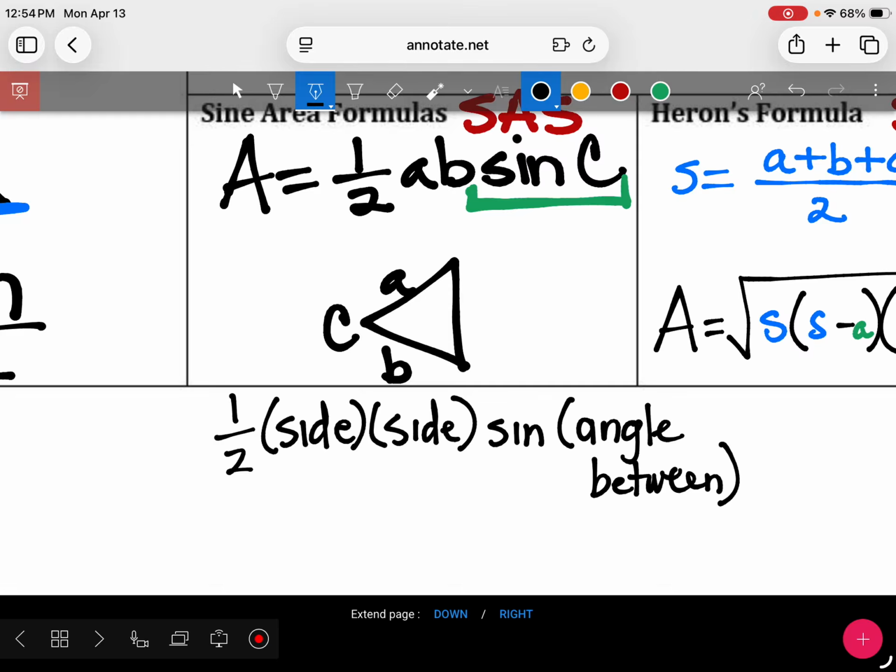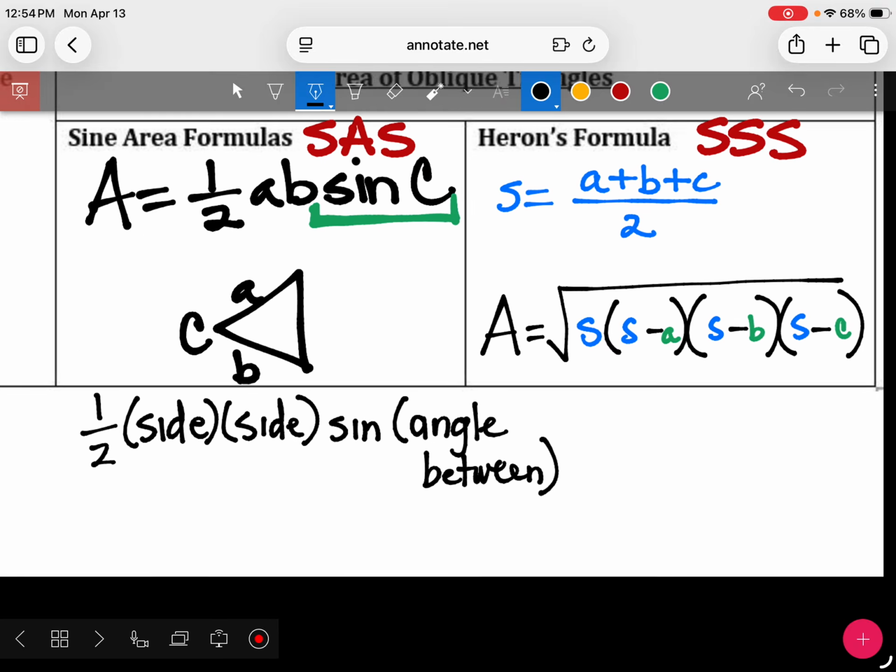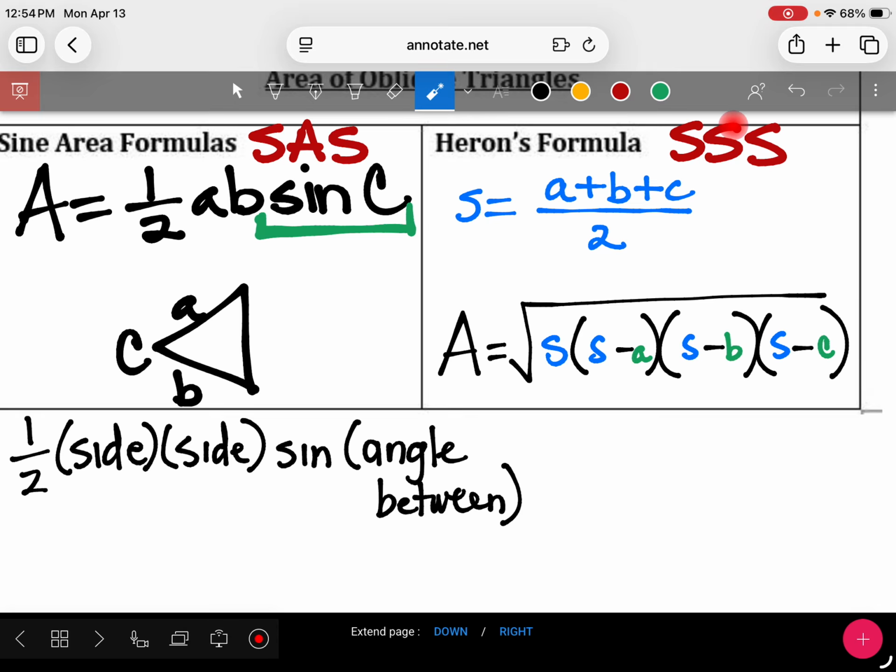And then the last formula is Heron's. Now for that one, you don't need to know any angles. You just need to know the three sides. The first thing you're going to do is find your perimeter, semi-perimeter. That's what this is. Does anybody remember what the prefix semi means? Half. So in other words, you know how to find a perimeter, right? You're trying to find a perimeter of the shape, you add up all the sides. You got to take half of the perimeter of the triangle.